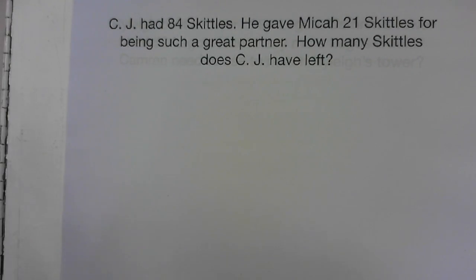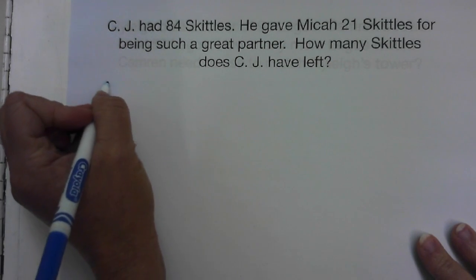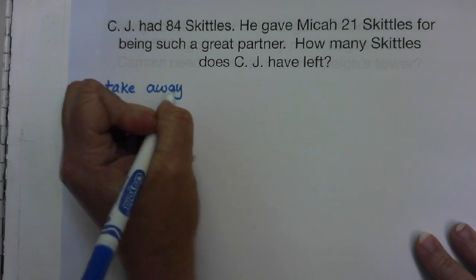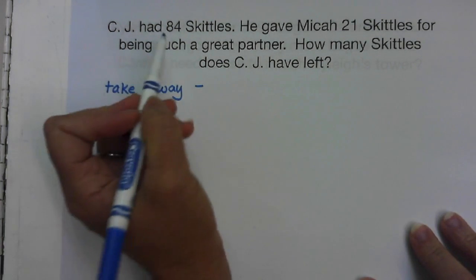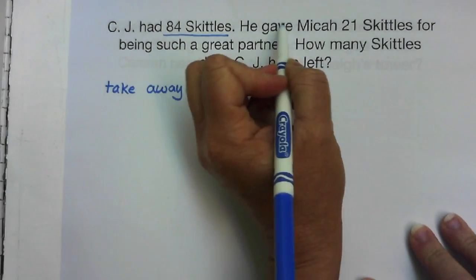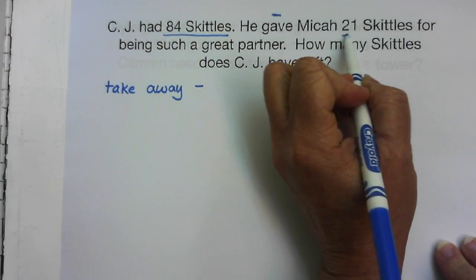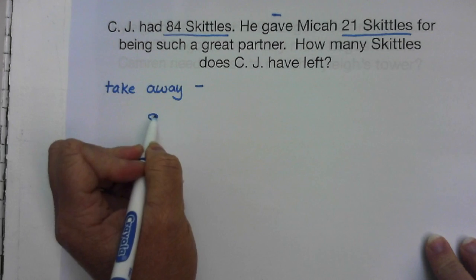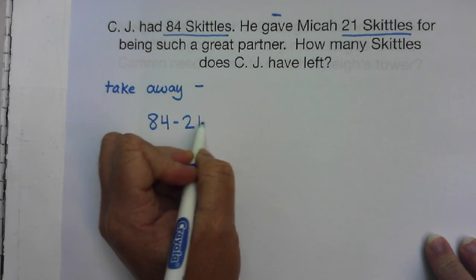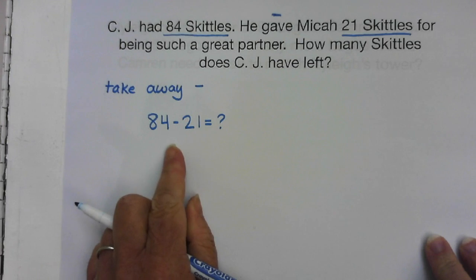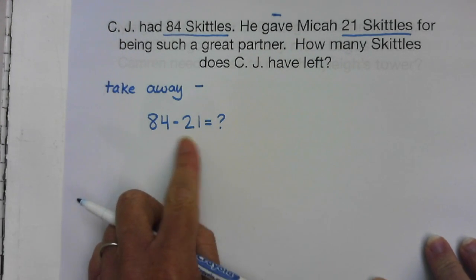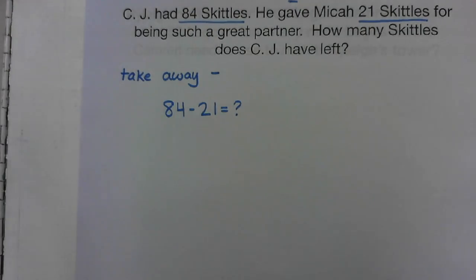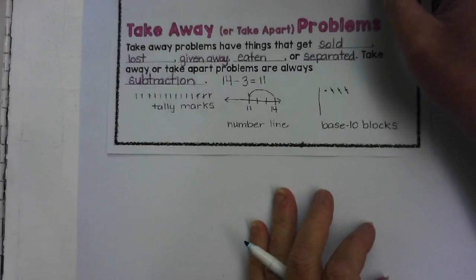Once we know that, and we do practice writing that this is take away, which is subtraction. CJ had 84 Skittles. He gave, subtraction, Micah 21 Skittles. How many does he have left? So our equation is 84 minus 21. And once we're down to this, it is naked math, and we can solve this. We've got all the words out of the way. I have given 3 examples of ways that we can solve this.